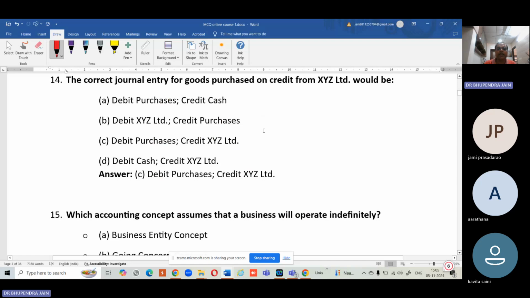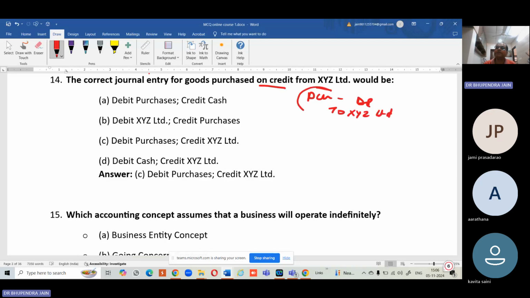Now, next. The correct journal entry of goods purchased on credit. We have already covered so many types of entries in the class. Goods purchased on credit from XYZ Limited. So the entry will be purchase account debit to XYZ Limited.